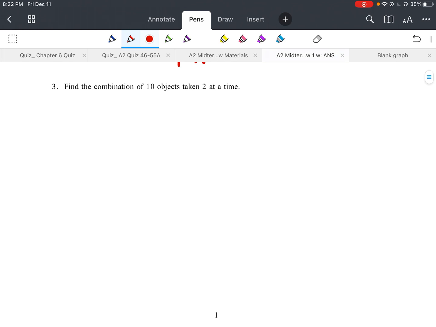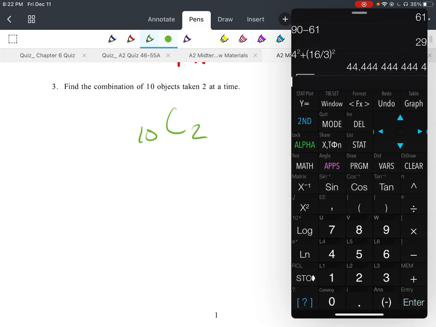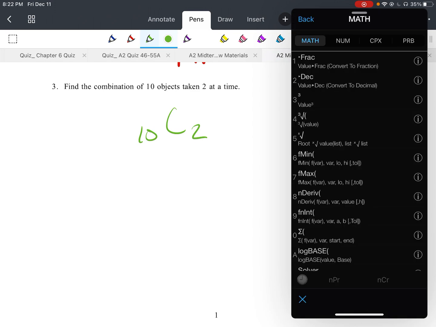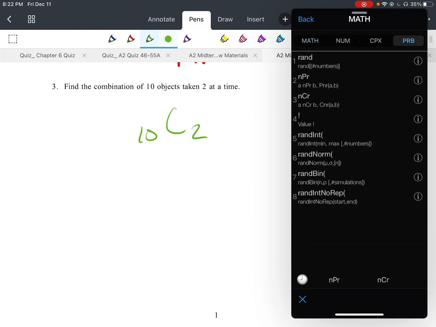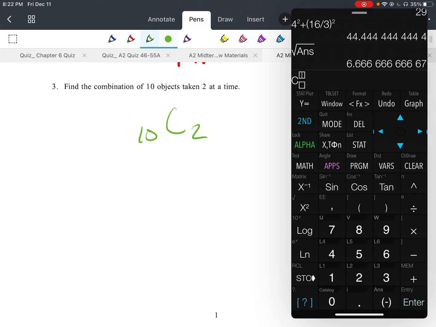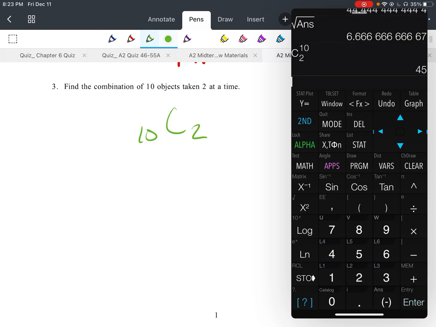All right, find the combination of 10 objects taken 2 at a time. Well, that's easy. That's 10C2. Okay, and you could just put that in the calculator if you want to. That'd be under math and probability, nCr, and just put 10 on top, and there we go. 2 on the bottom, bam, 45.